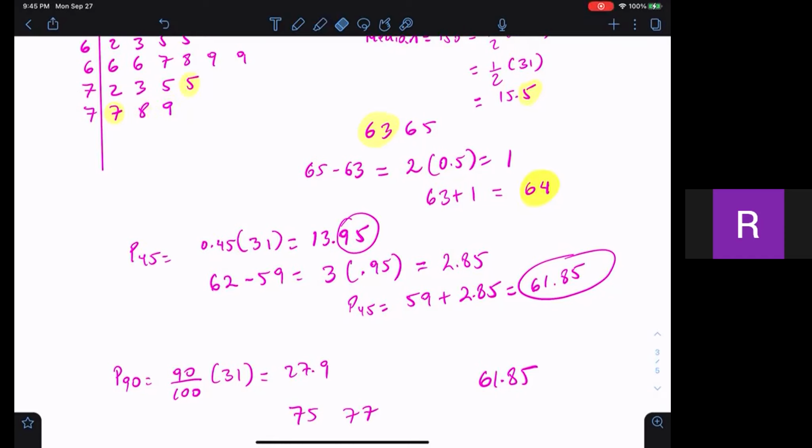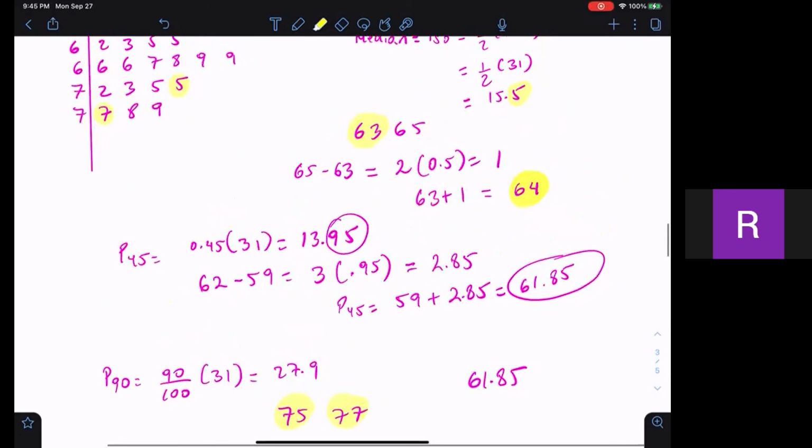So that's between 75 and 77, as I write it here, right? So the difference is 2, and you multiply that times 0.9, the decimal, and you get 1.8. 75 plus 1.8 should give you the value of that, which is going to be 76.80 something. So your 90th percentile should be equal to, well, I'm sorry about that.